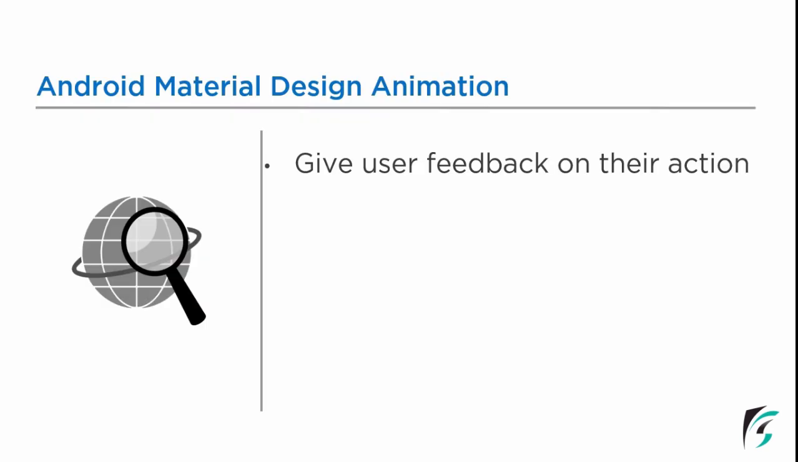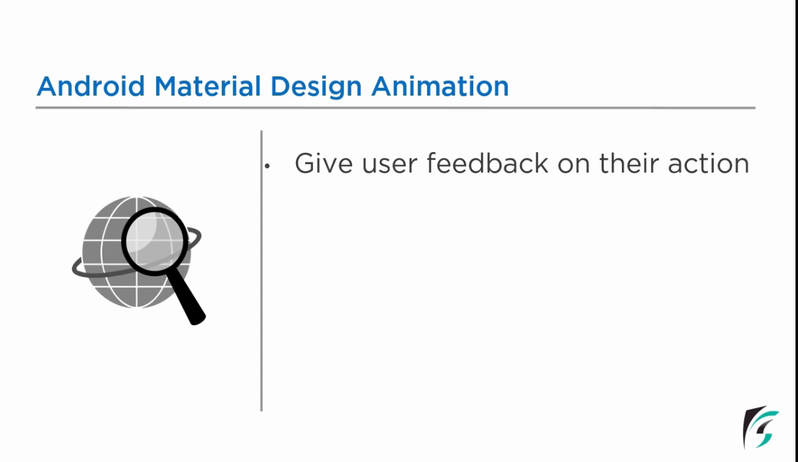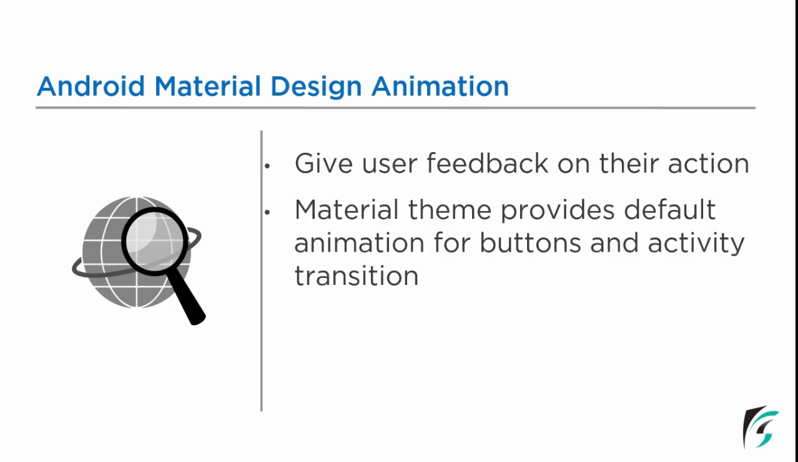First of all, let's discuss a few points about animation. What animation exactly is? When our application is provided with certain animation, it gives the user feedback on their action. It notifies the user about what's going on in their application and also helps to improve their mental model on the app's interface.